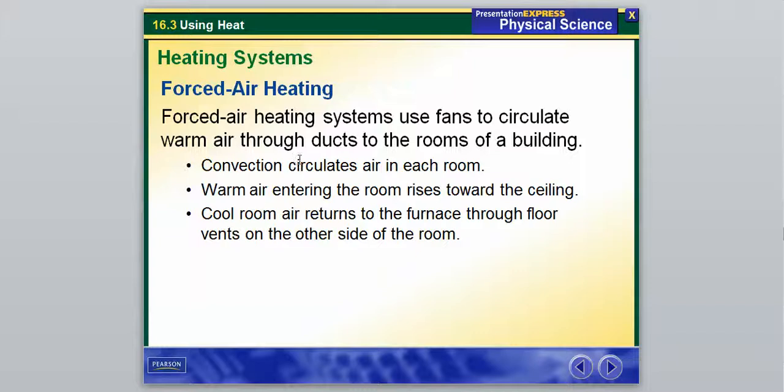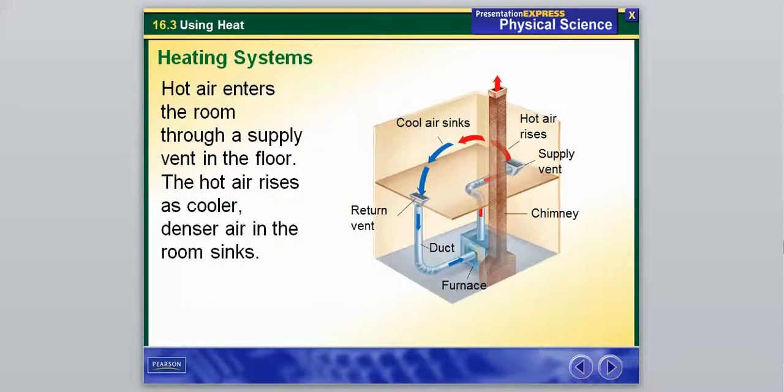Yes. Forced air heating systems use fans to circulate warm air through the ducts to the rooms of a building. So convection will circulate air in each room. Again, convection is a big way for heating systems to work. Warm air entering the room rises towards the ceiling, and cool air returns to the furnace through floor vents on the other side of the room. Again, it depends on the system in place. This is probably one of the more commonly used systems in homes and things like that.